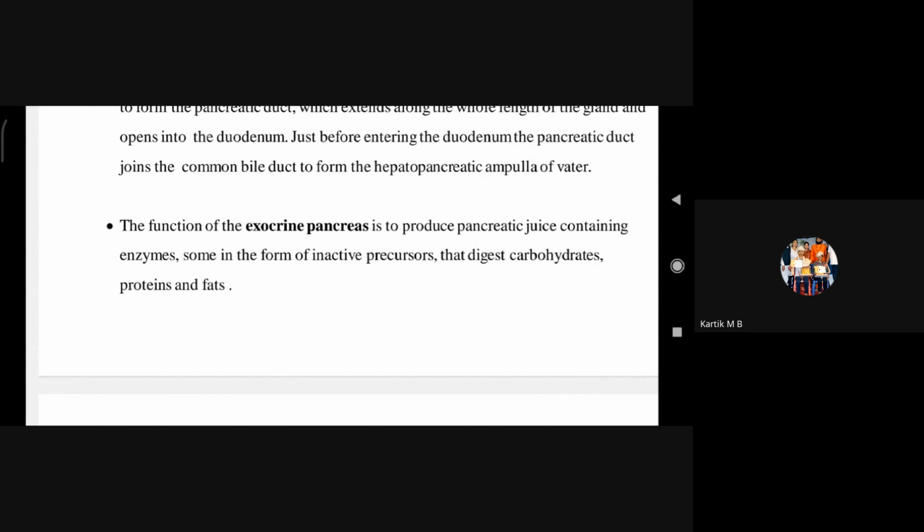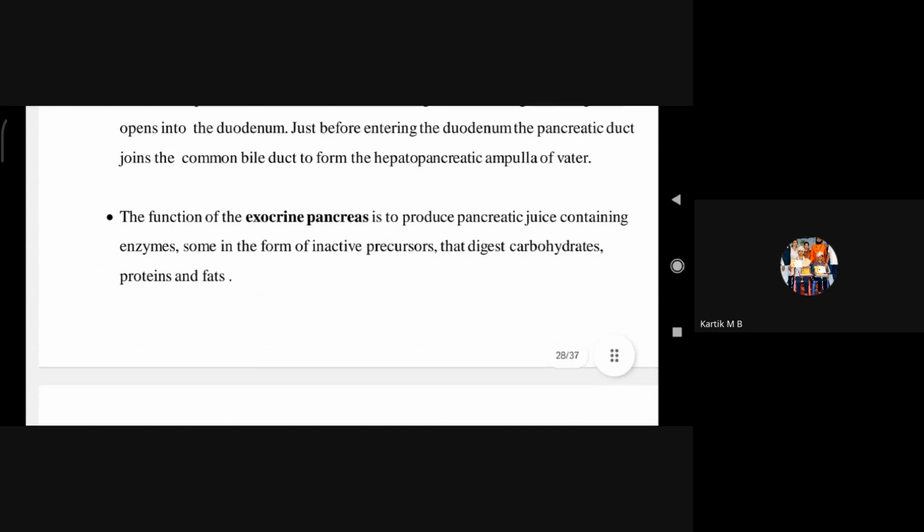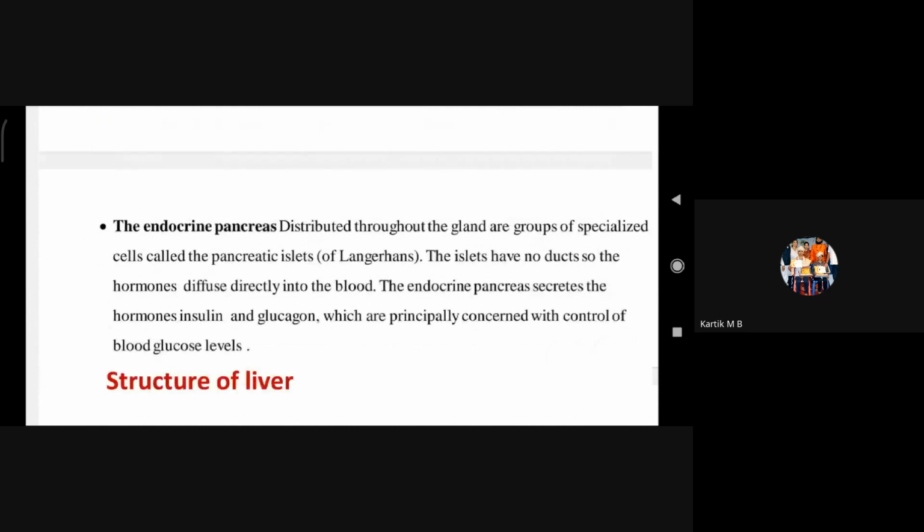Okay. Next is the endocrine pancreas. Distributed through the gland are groups of specialized cells called pancreatic islets or islets of Langerhans. So, these are specialized cells in the pancreas. These islets have no duct, so the hormones diffuse directly into the blood.